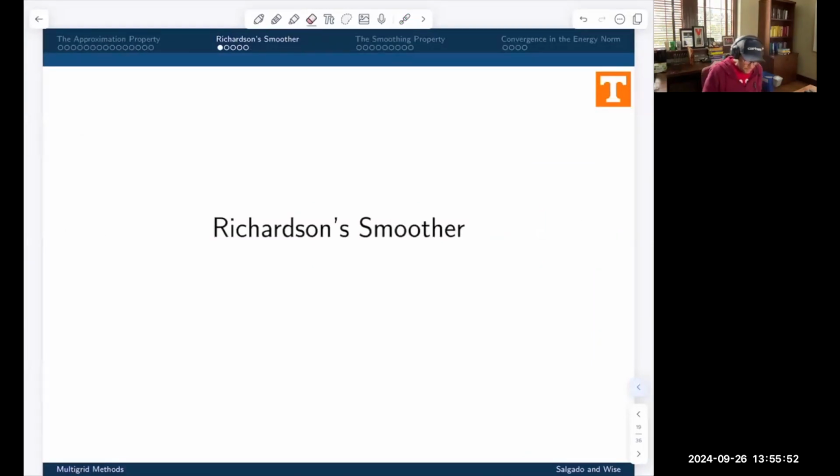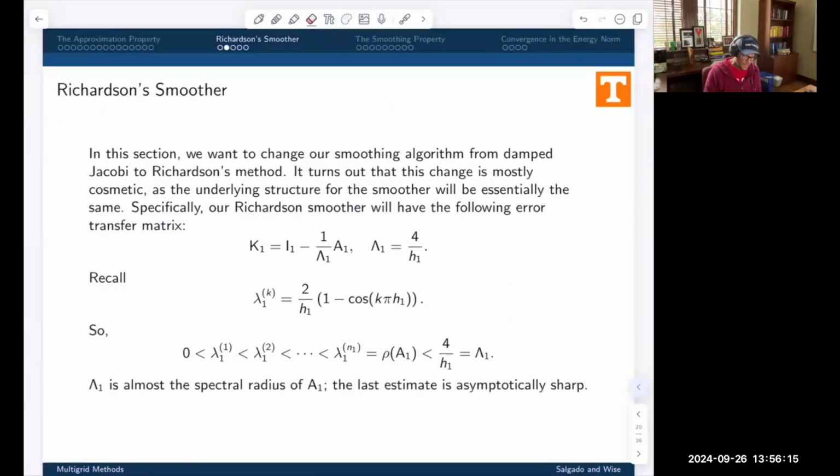All right, so we just completed this estimate, which we called the approximation property. So now we're going to get into the smoothing property. But before we do that, I'm going to switch smoothers a little bit on you from chapter 3, but not in an essential way. I'm going to shift the details of the smoother, but not the essence of it. So remember in the last chapter, we were harping on this thing called the damped Jacobi smoother and why it was so useful and helpful.